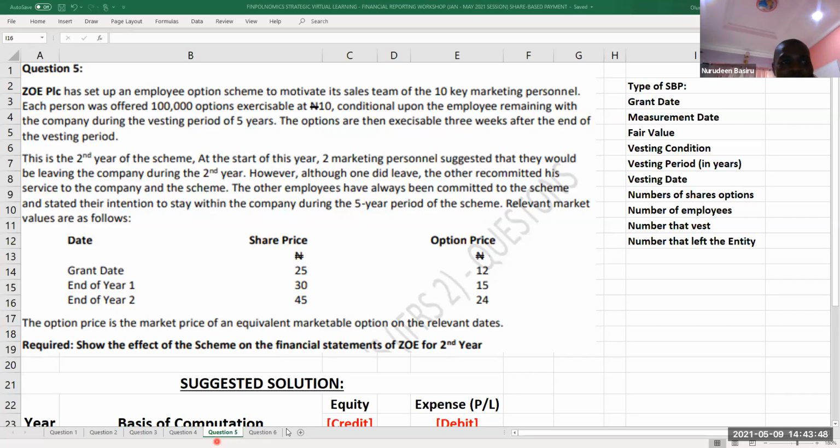Then at the second year of the scheme, there are conditions which they stated, but the first condition is that at the start of the year, 2 marketing personnel suggested that they would be leaving the company during the second year. I believe this first clause is an estimate of the personnel that were projected to leave the company. But invariably, at the second year, the actual number of personnel that left the company is just only 1 personnel. And the other personnel, which was estimated already, promised to stay to the end of the 5th year, where the option will be vested. Okay.